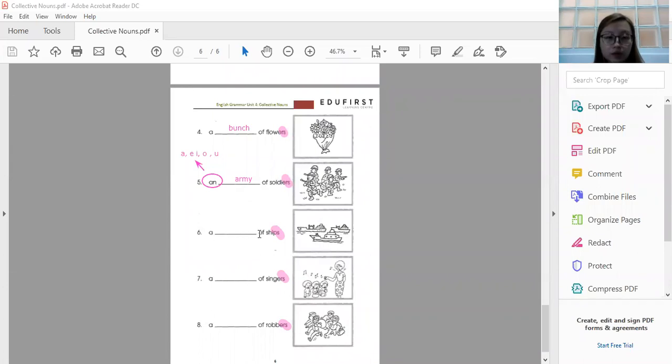So number 6, we have a fleet of ships. So a group of ships will be called a fleet of ships. Question 7, we have singers over here. So we call them a choir of singers. All these words will be taken from your helping words on the previous page. Then the last one, we have robbers. So robbers or thieves, we will use a gang of robbers or a gang of thieves. Thief will be the people who steal things, okay? So a gang of robbers.